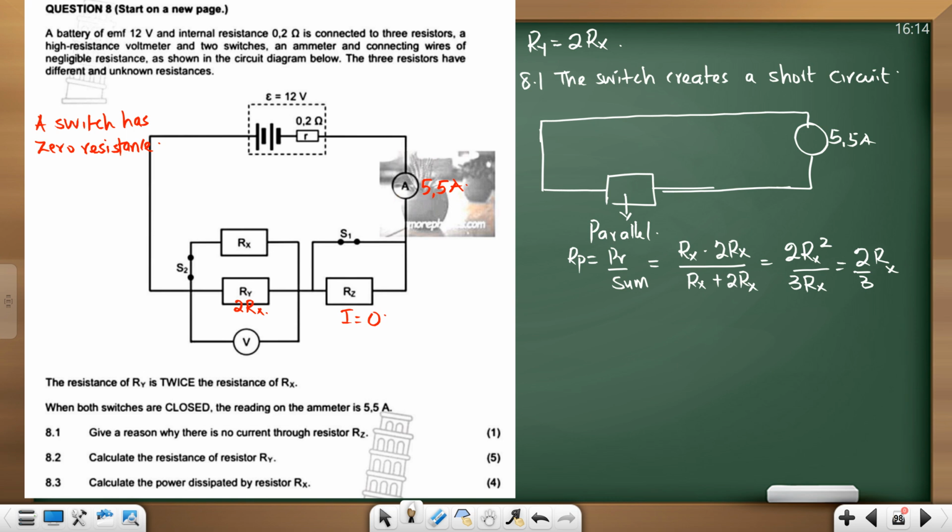Okay. We know current. EMF is I into bracket R plus r. What is my EMF? 12. Do I know current? Total current? Yes, 5,5. My total resistance outside now is 2 over 3Rx, and my internal is 0,2. Please do the maths, get me Rx. And once you get me Rx, get me Ry, because we said Ry is 2Rx. Quickly, everybody, let's get the math done.